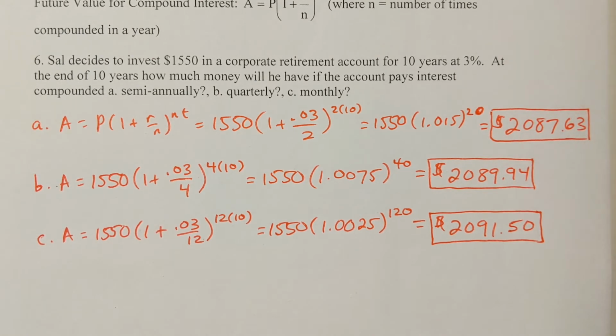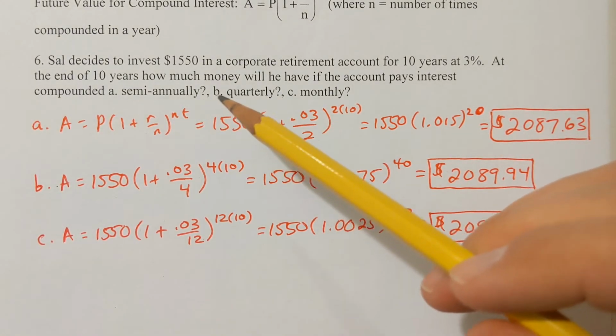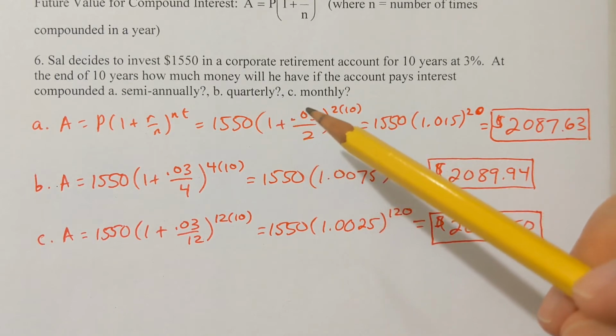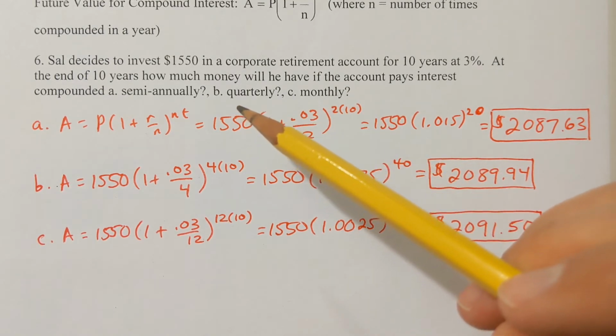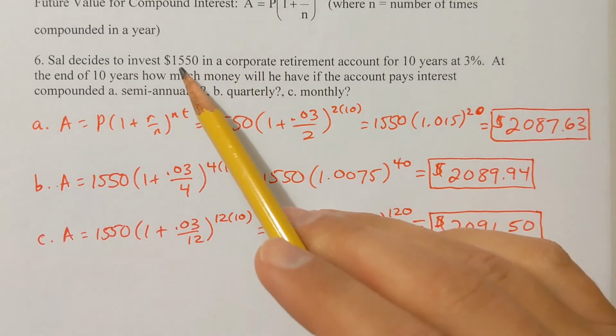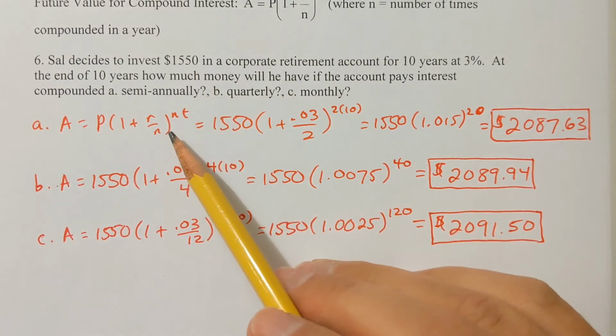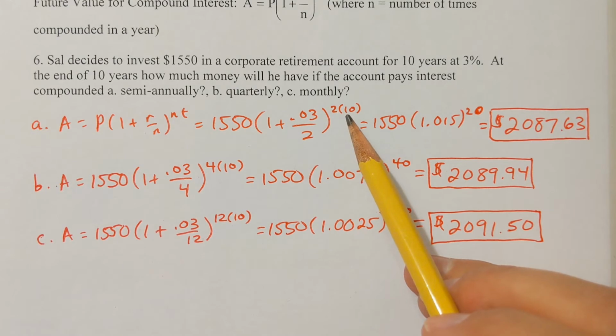So that's how much he's going to repay back. Or excuse me, let's see, so how much money will he have? Okay, so he's going to have $2,087.63 if he invests $1,550 today. Okay, in 10 years, he's going to have that.